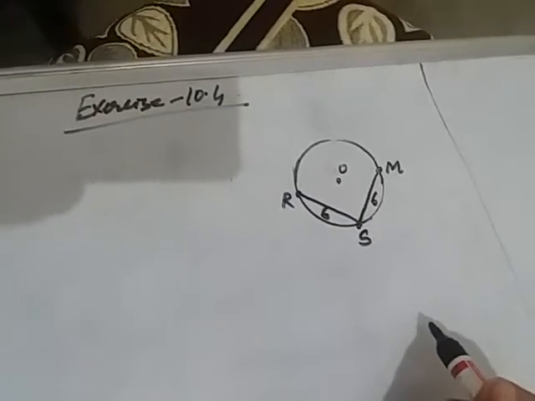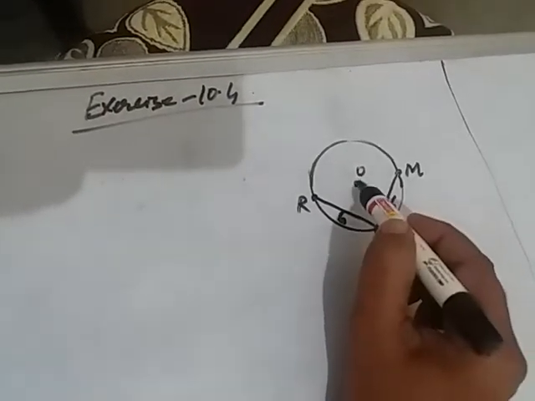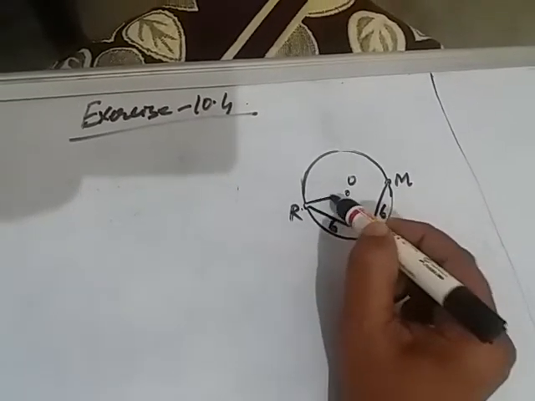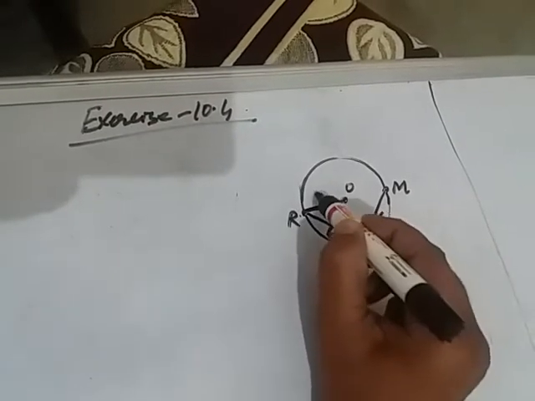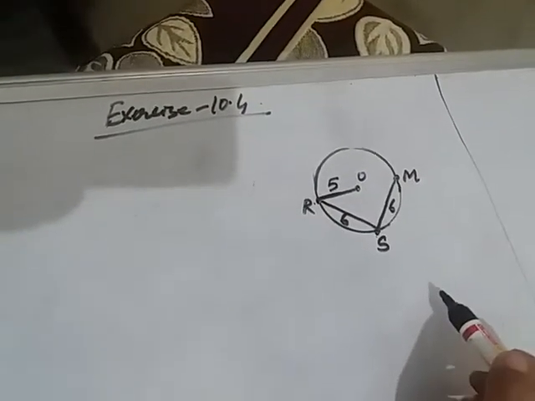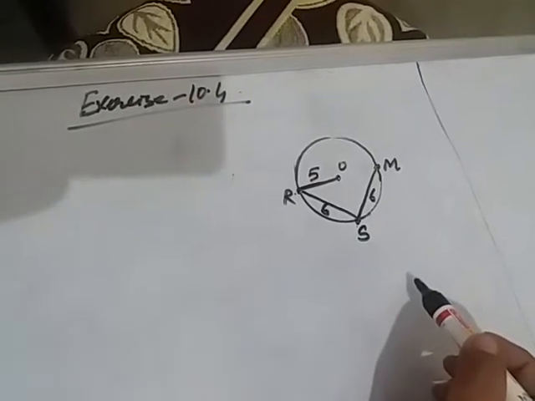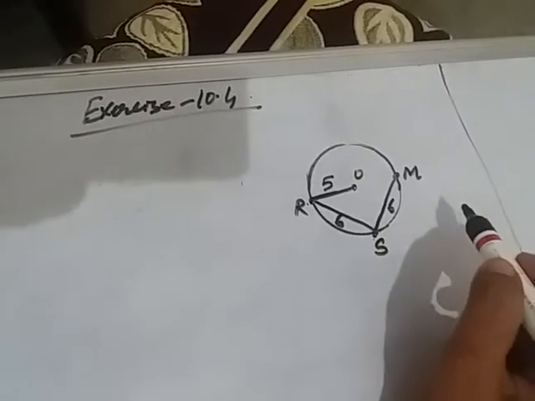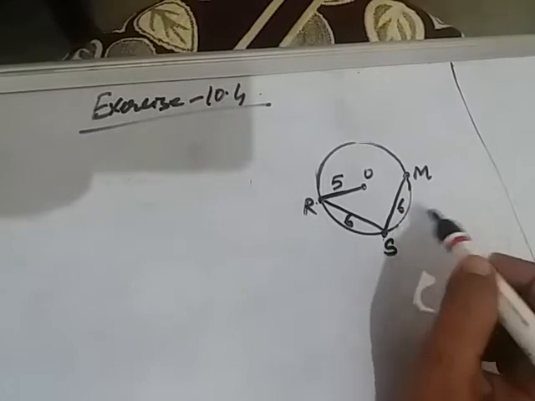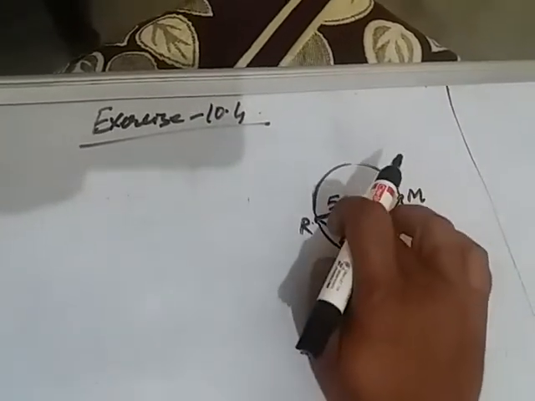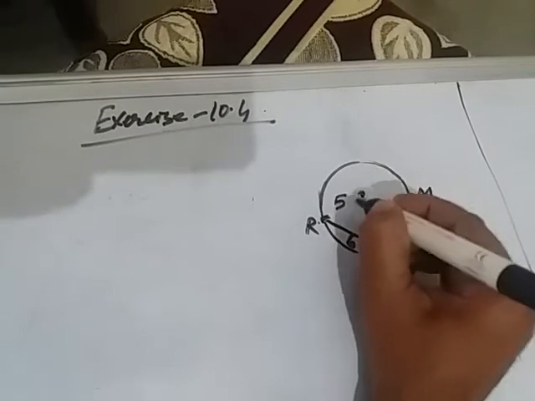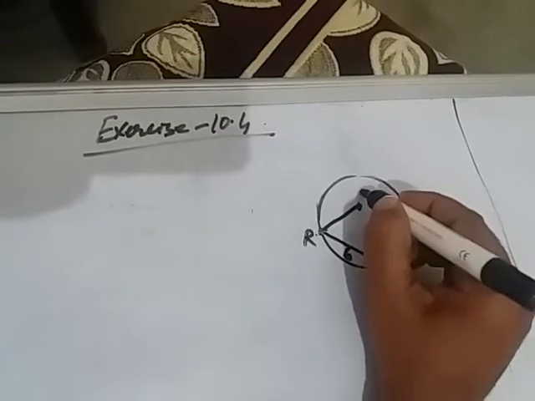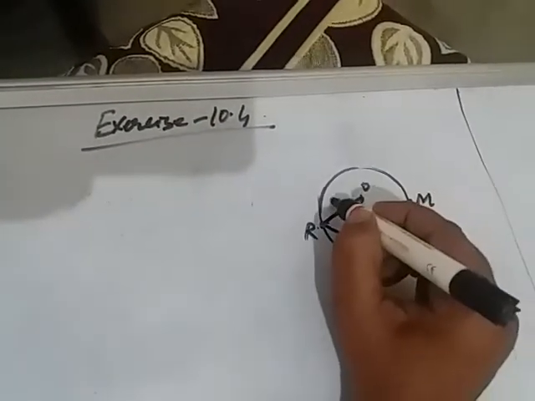Okay, children. Now see the radius 5 centimeter. This is the center of the circle. Here Reshma is sitting, here Salma is sitting, here Mandeep is sitting. So what is the radius? Radius is 5 centimeter. It is given in the question. Now we have to join this one also. Let the center be over here. Since the circle is smaller, let this be the center. And this is 5 centimeter.